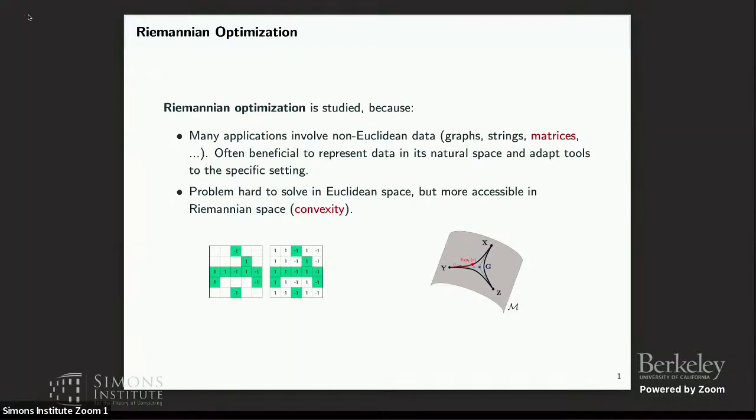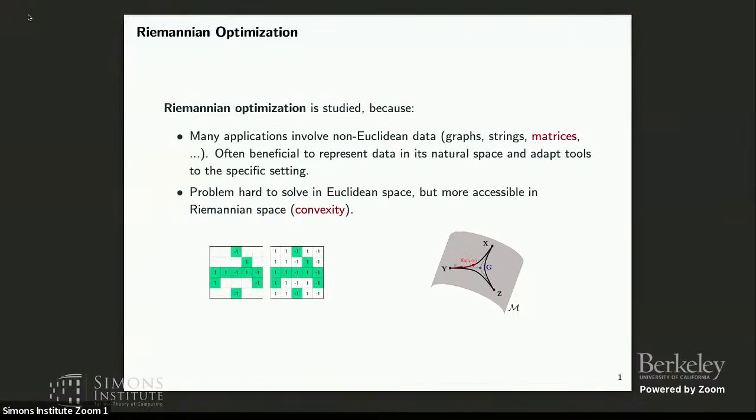But one other way to motivate Riemannian optimization is that in many applications, especially if we think about machine learning, we encounter data with an explicit or implicit non-Euclidean structure. So we can think of data like graphs, strings, or matrices. And in such cases, it can be beneficial to represent the data in a space that naturally aligns with its geometry. And then if we want to perform an optimization or machine learning task, to adapt those algorithmic tools to the specific space.